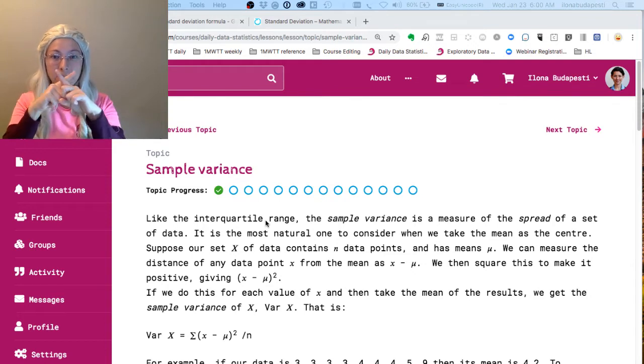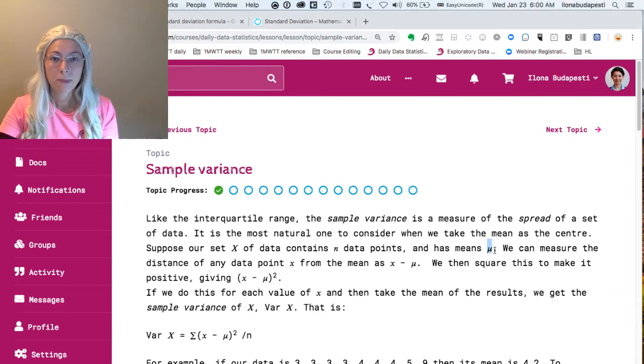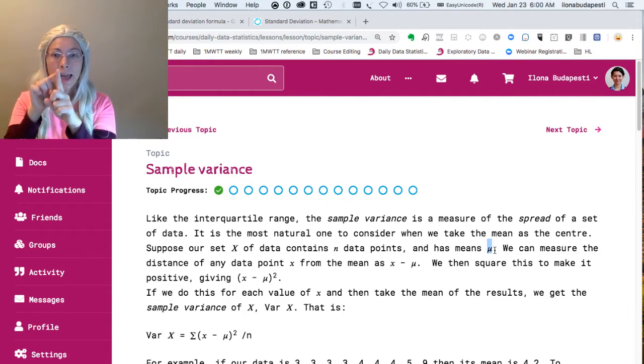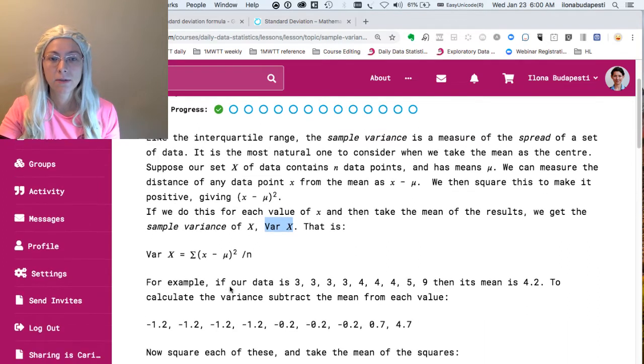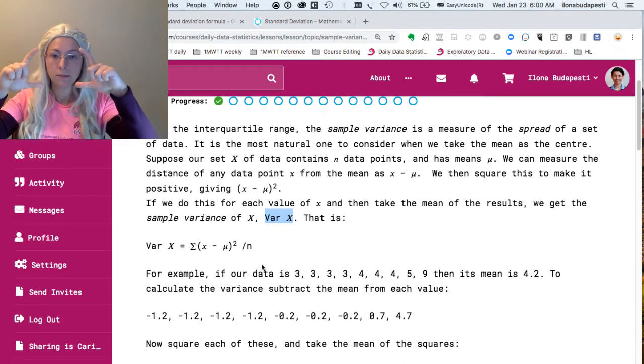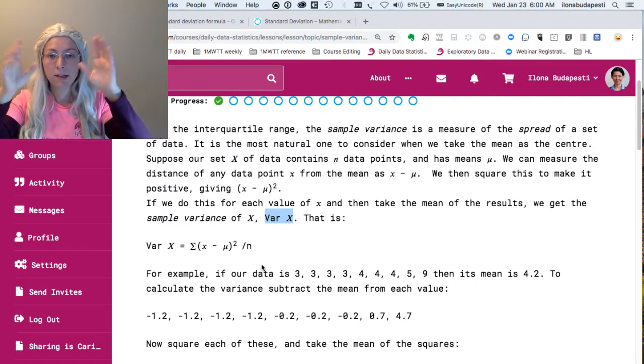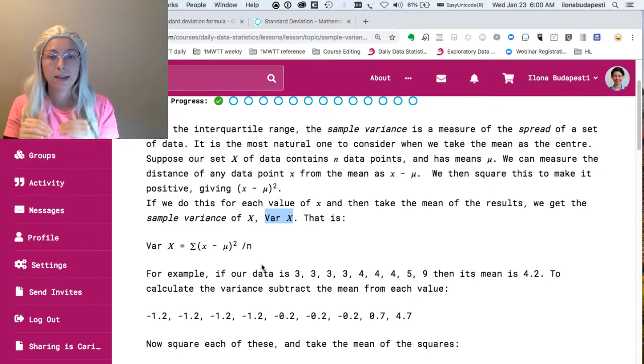Suppose our set of X data contains n data points, and it has a mean, which we use the Greek letter mu for. We can measure it by taking the distance of any point X from this mean, mu, and to make this positive, we will square it. If we do this for each value, add them up, then we take the mean of the result, we get the sample variance of X, capital var X. That is, var X equals the sum of each element, X minus mu squared, and then this is divided by the number of elements, n.